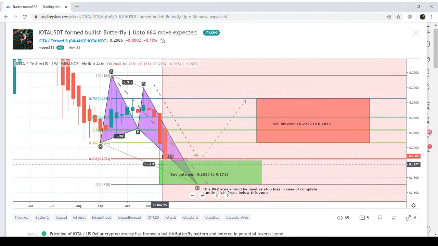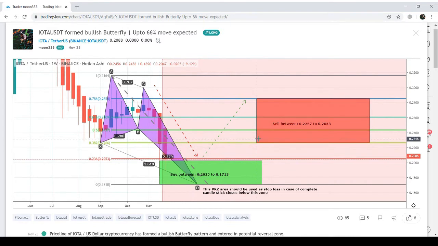And here we can see the price action is retraced between this area and entered in this potential reversal zone. Now the price action should take the bullish divergence and hit this projection area. This is the projection area of A to D leg of this bullish butterfly, because whenever the bullish butterfly or crab pattern forms, then we take our sell zone. That should be the projection of A to D leg.